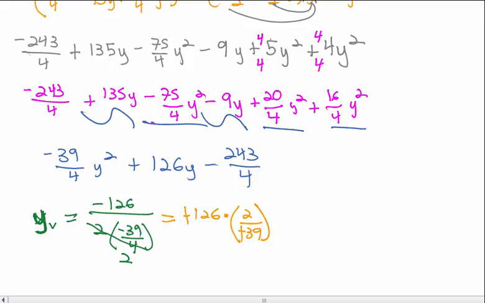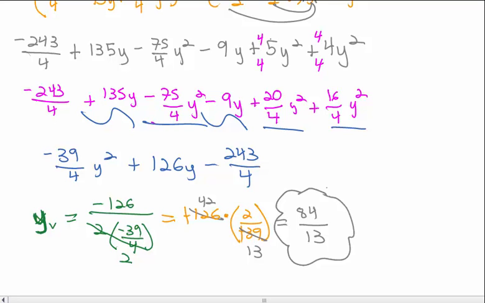I guess they're both divisible by 3. 126 divided by 3 is 42. 39 divided by 3 is 13. And that's all we're going to get out of it. So 42 times 2 is 84 over 13. This is the y-coordinate that starts to maximize.